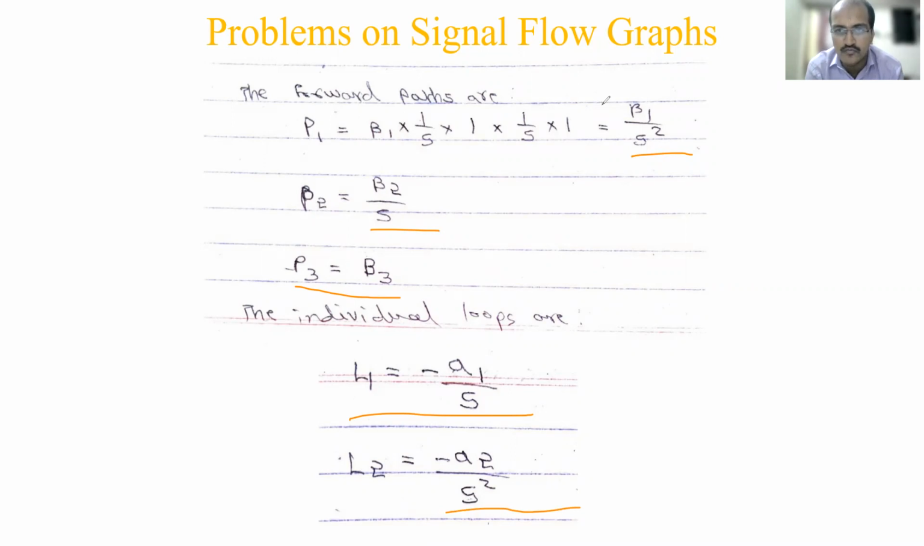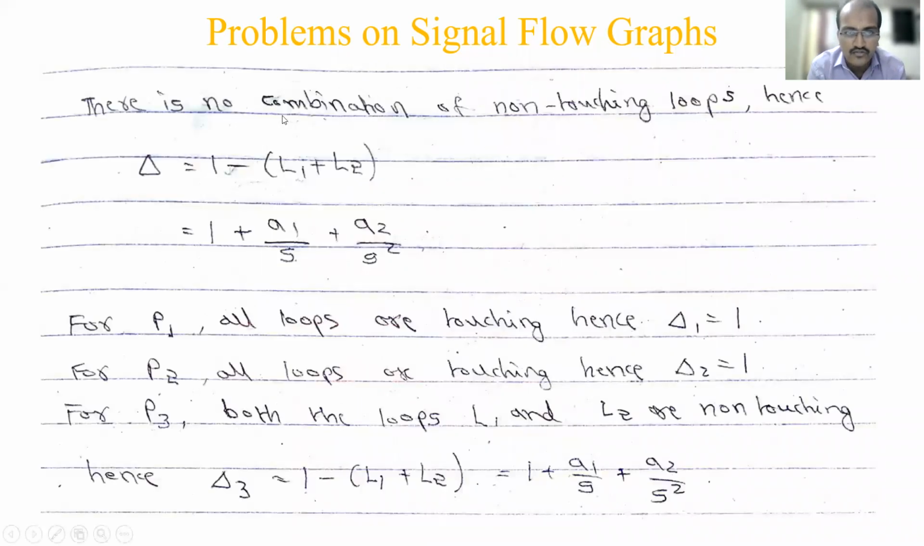The product loop gains we have to write down. Now remember these values, and we'll substitute them in the formula. There are no combinations of non-touching loops, so that's why the determinant value you can calculate now. So 1 minus (L1 plus L2). The minus sign is there for both L1 and L2, that's why it will come plus here: 1 plus A1 by S plus A2 by S square. So this is your determinant.